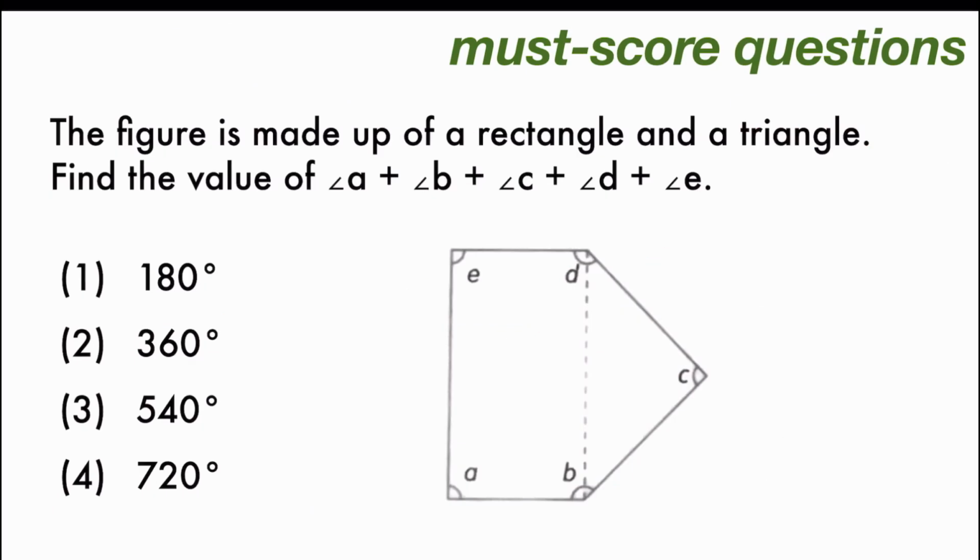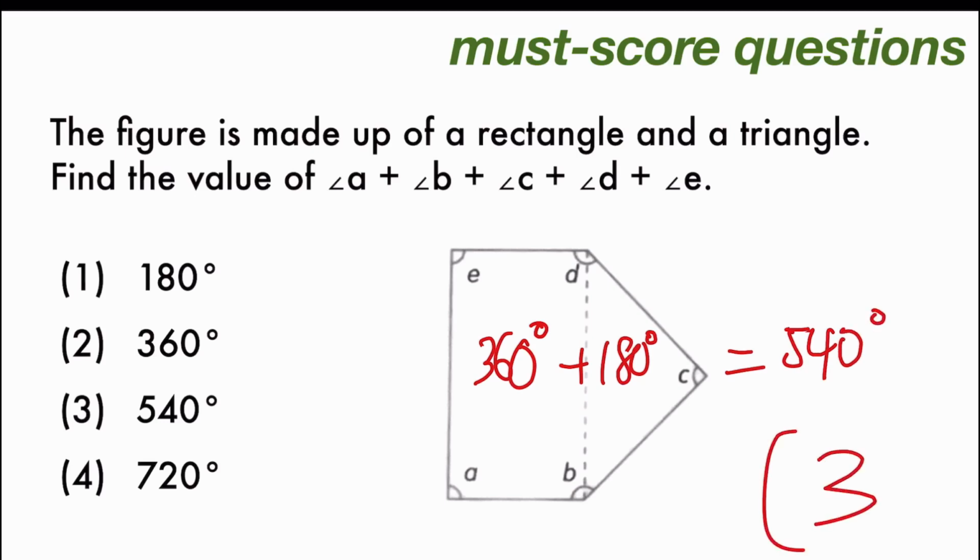This is a pretty easy question. The figure is made up of a rectangle and a triangle. Can you see the rectangle? And can you see the triangle? Now they are just asking you the value of angle A, B, C, D, and E, which is the sum of all angles. And you know the sum of all angles in a rectangle is 360 degrees, and the sum of all angles in a triangle is 180 degrees. So to find all the angles, you just have to add them up. You get 540 degrees. And number 3 is the answer.